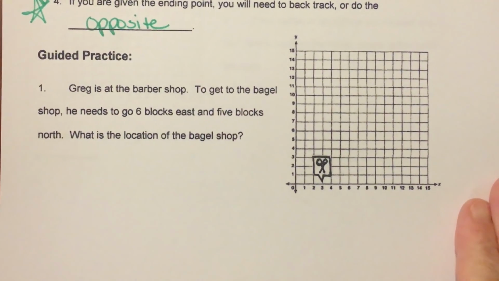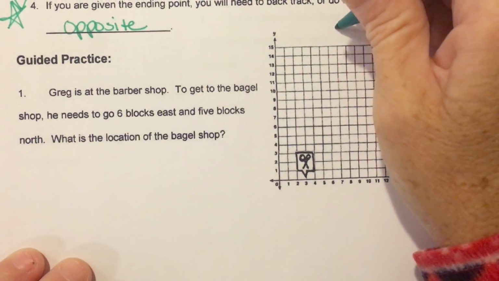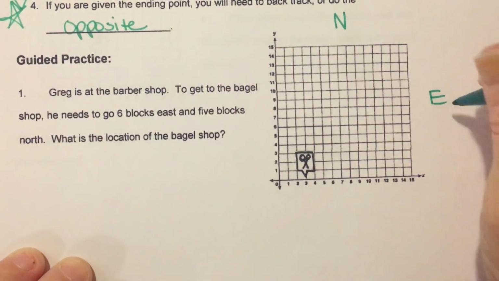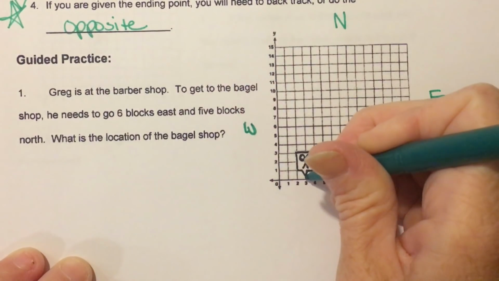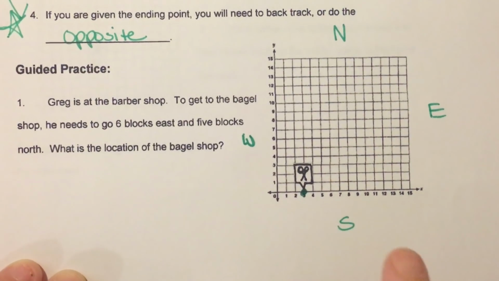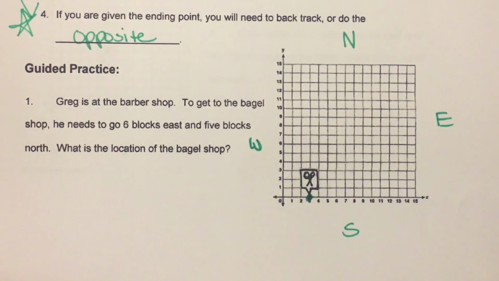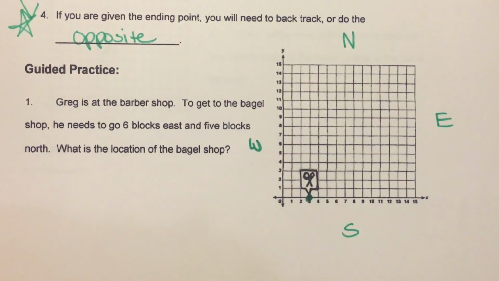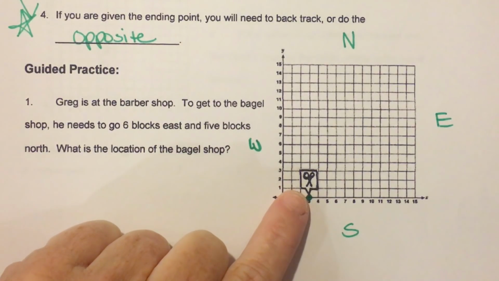Okay, so we know that we're going to first start with "never eat sour watermelons." We also should start by labeling our point, which, look at, it's right there on the x-axis. Okay, so now let's read this. Greg is at the barber shop. Ooh, I'm betting that's the barber shop because those look like scissors.